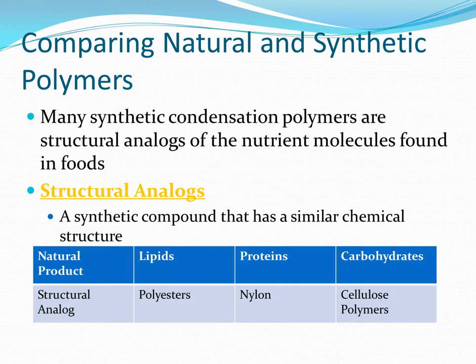Scientists have copied nature when developing certain polymers. The bonding properties of the synthetic polymers copy the bonding that exists in certain natural molecules. These synthetics are called structural analogs. For example, lipids that are fats are found in nature and are very similar to polyesters in their bonding. Nylon was developed with similar bonding to proteins, and cellulose polymers are similar to carbohydrates.